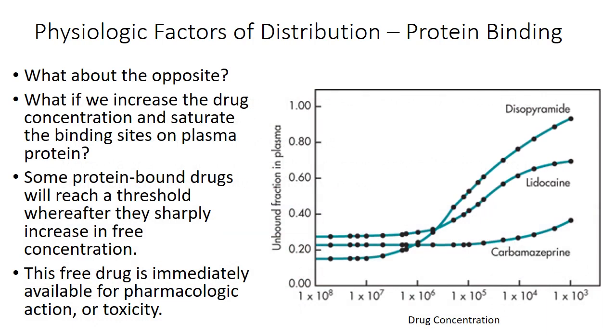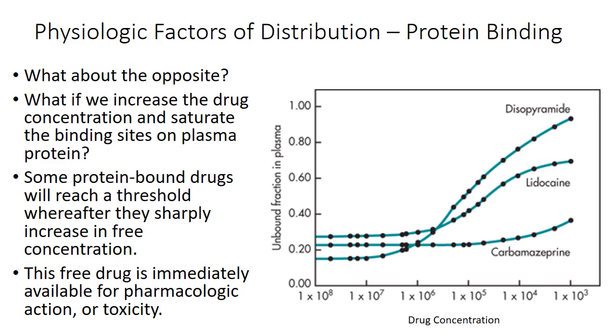So hopefully you have a little bit of interest now in distribution, and I think it's just an interesting concept that we can actually affect the therapeutic response to a drug and the drug elimination just by changing something as simple as plasma protein. So what about the opposite?